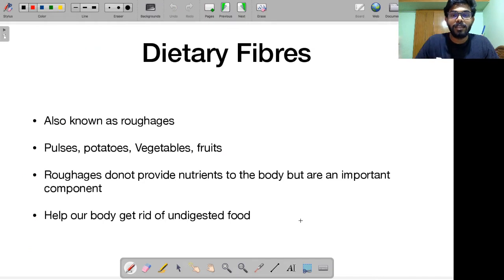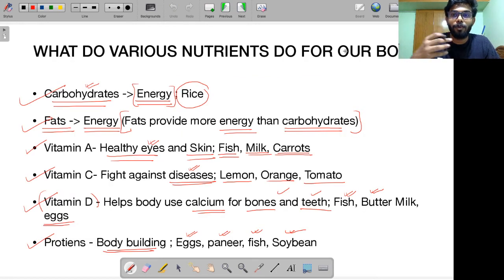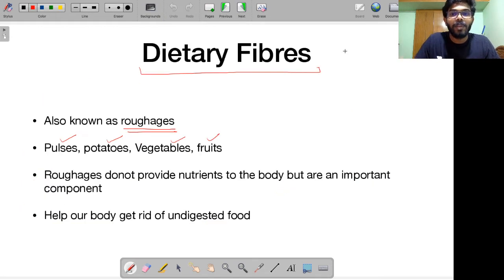All right. Other than this, remember I told you about something called dietary fibers. Okay, dietary fibers are also called roughages. Where all do you get good sources of fibers? You have pulses, potatoes, vegetables, fruits, etc. These are dietary fibers. Remember, the dietary fibers, or what we are calling roughages, don't provide any extra nutrient to our body. So just like fats are providing you energy, carbohydrates are providing energy, vitamin A is responsible for eyes, C is responsible for fighting diseases. Like this, dietary fibers are not providing any nutrients to the body.